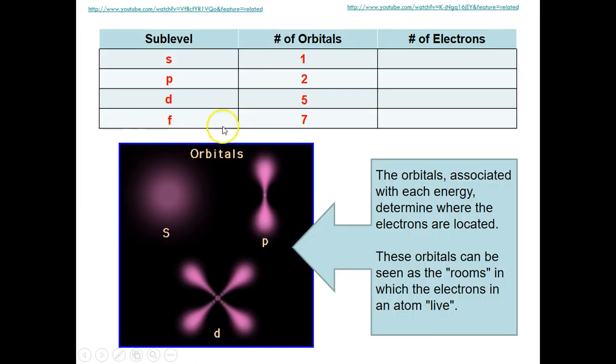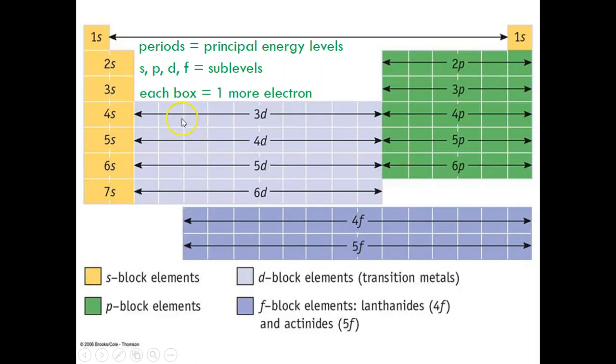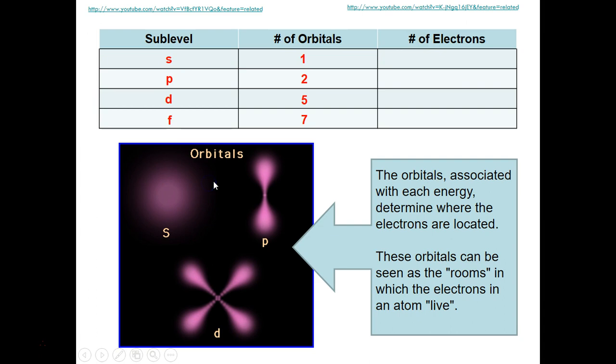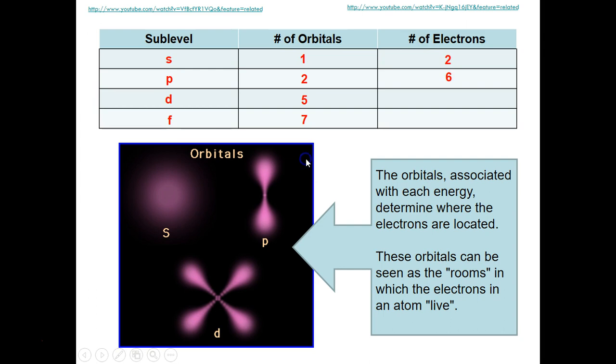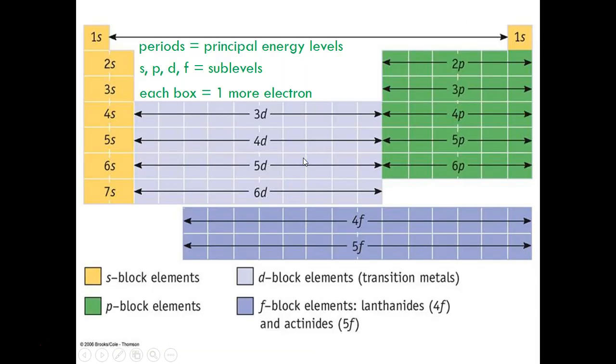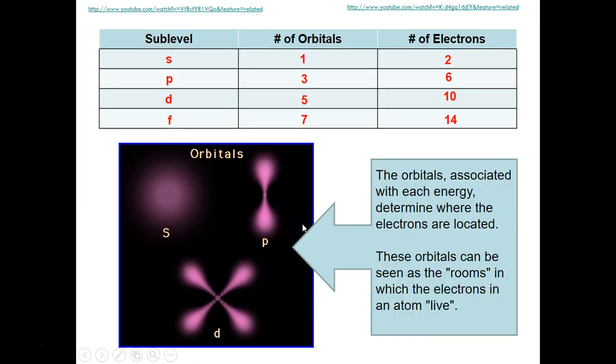So when we look at the S sublevel, if we want to determine how many electrons an S sublevel can hold, we have to look at how many boxes wide it is. The 1s is 2 boxes wide, the 2s is 2 boxes wide, the 3s is 2 boxes wide, and so forth. Since each box means 1 electron, that means that an S sublevel can hold a maximum of 2 electrons. The P sublevel is 6 boxes wide, so each P sublevel can hold 6 electrons. A D sublevel can hold 10, and an F sublevel is 14 boxes wide, so it can hold 14 electrons.